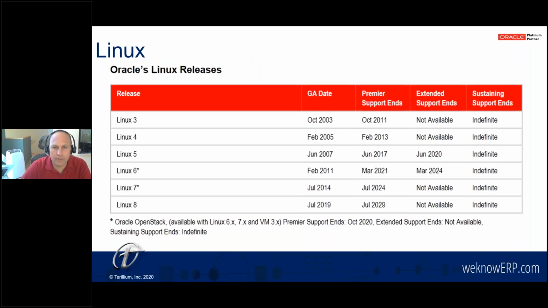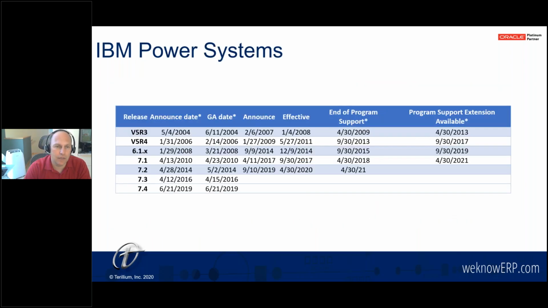Linux, very similar kind of thing. Linux has a little bit of longer life cycle, but if you are on Linux 5, your extended support went out in June 2020. And you've got to look for your premier support for Linux 6, which is next year, less than a year away. So it's something you want to keep on top of just to understand where you are for the support piece of the puzzle. For the iSeries, here are the numbers there to make sure that you're on top of it.